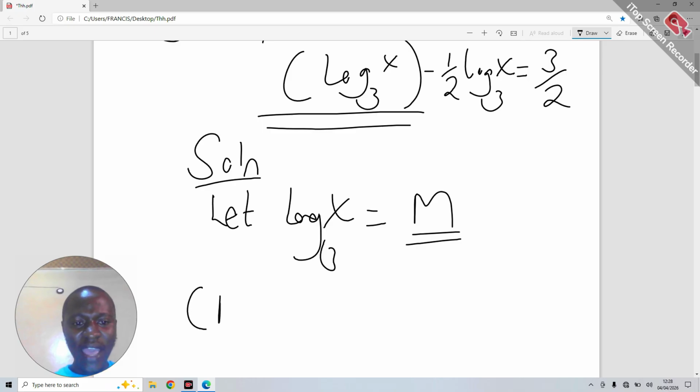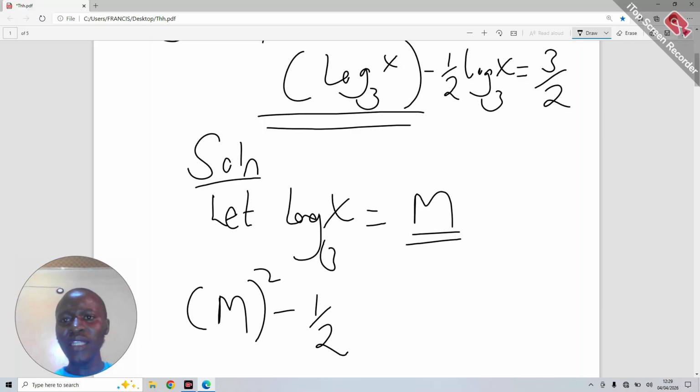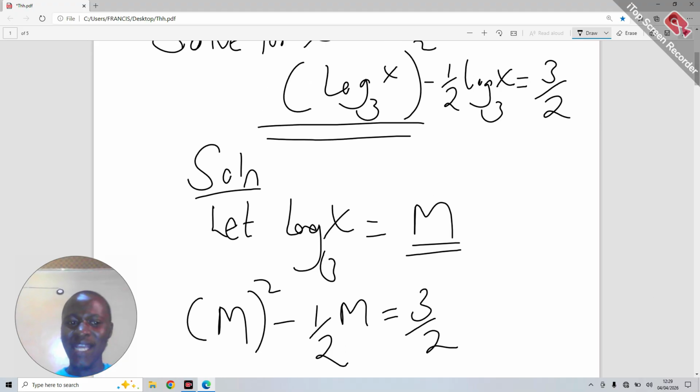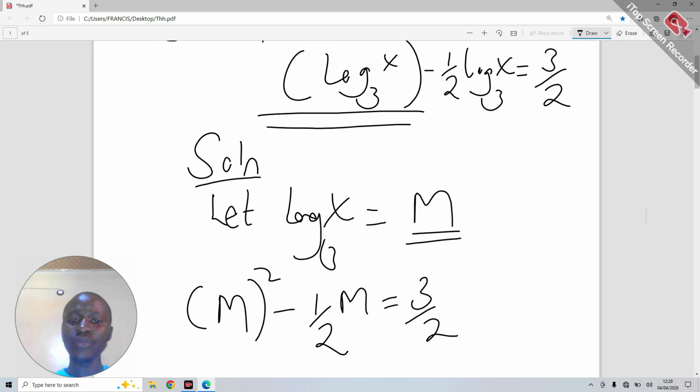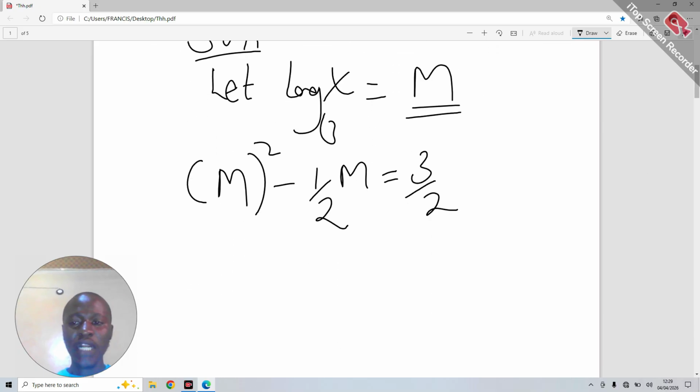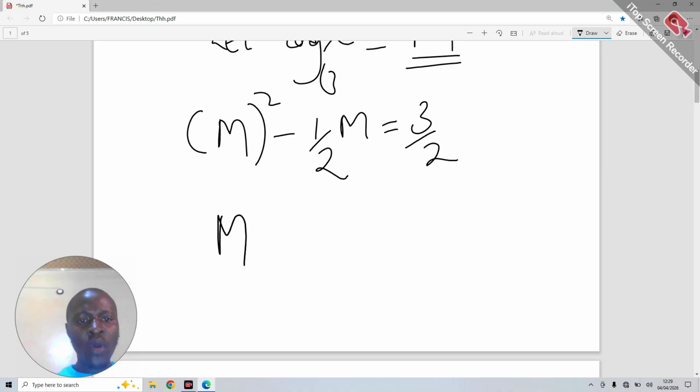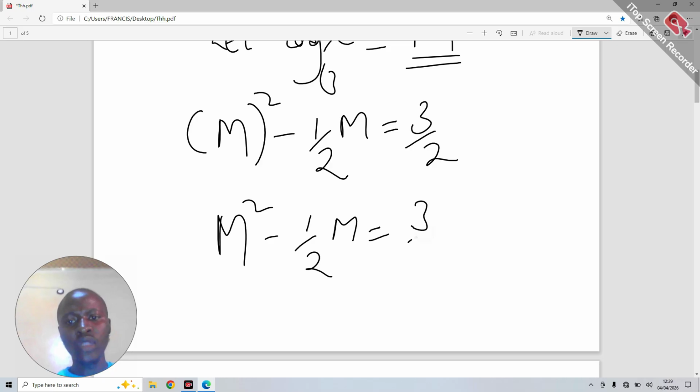So, I shall have m squared minus a half. Remember, log 3x, we already said it must be substituted with m. So, I shall have m is equal to 3 all over 2. Remember, this type of question is quadratic. When you just see this, the examiner is testing your ability in quadratics. Okay? So it is a log combined with quadratic. Now, we have m squared minus a half m is equal to 3 all over 2.